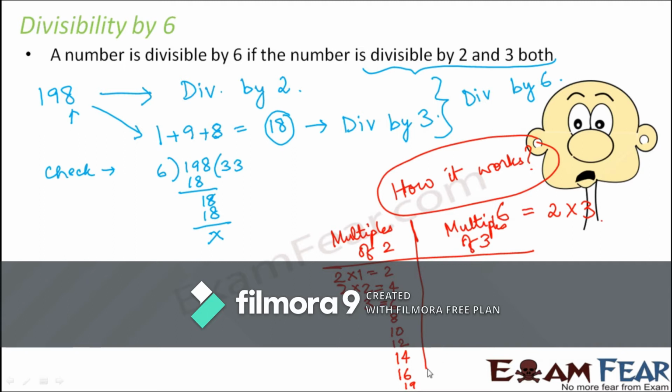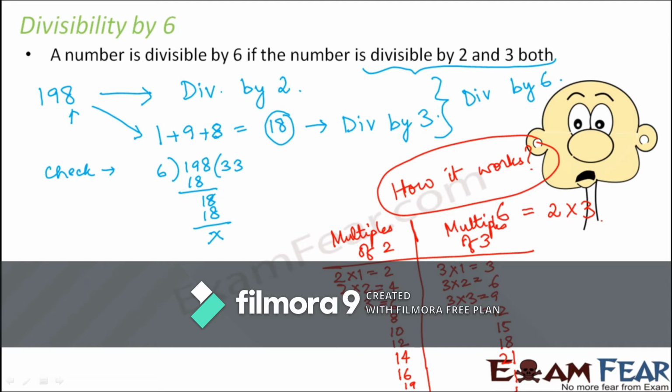and so on. Similarly, if you start writing multiples of 3, it would be something like 3 ones are 3, 3 twos are 6, 3 threes are 9, and then 12, then 15, then 18, then 21, and so on. So this is how you will be able to see the multiples of 2 and 3.